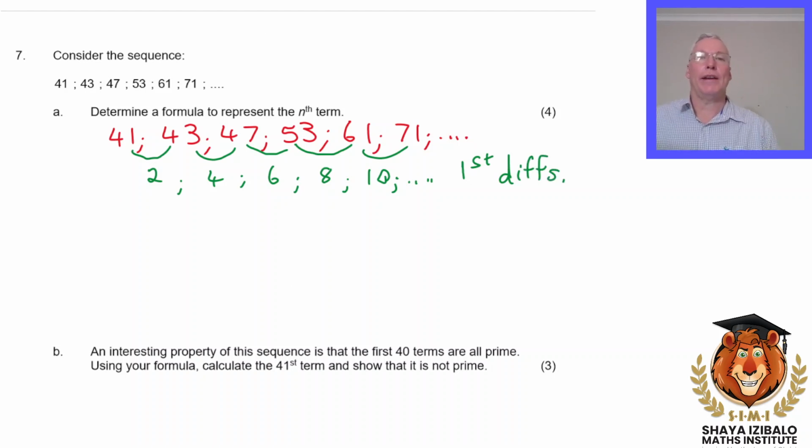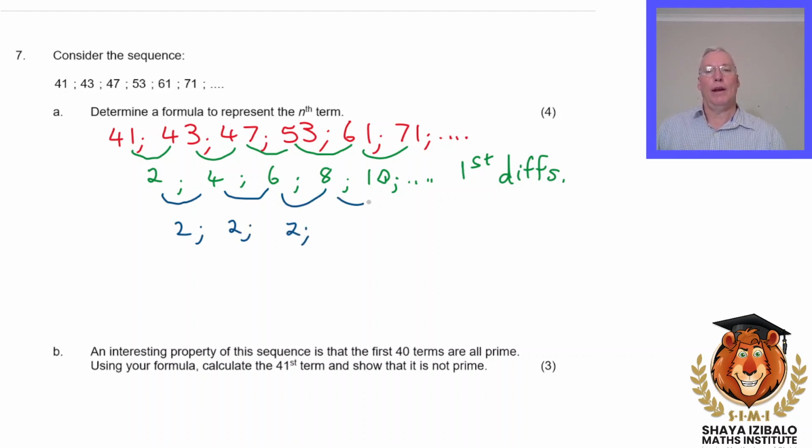Now let's write down the second differences. The second differences are just the differences between the differences: 2, 2, 2, and 2. Those are the second differences, and they also carry on.